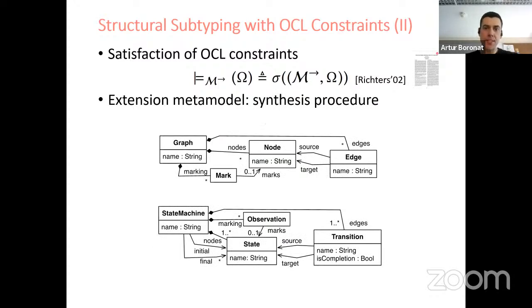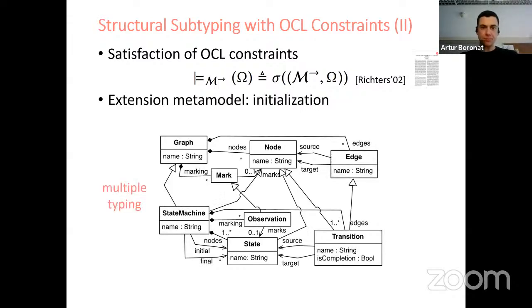Let's have a look at the synthesis procedure for obtaining this extension metamodel between two metamodels. Initially, we assume that the metamodels have no names in common. For presenting the construction, if there were names in common, we would need to apply some renamings first to the classes of the metamodels.